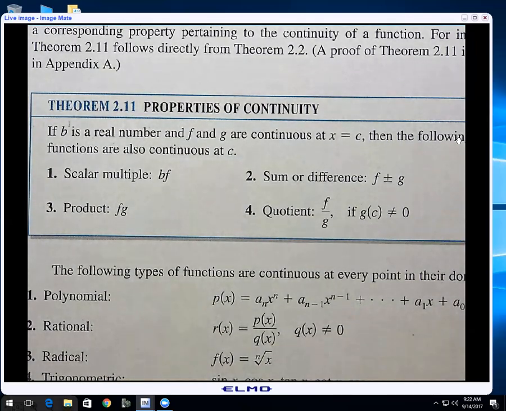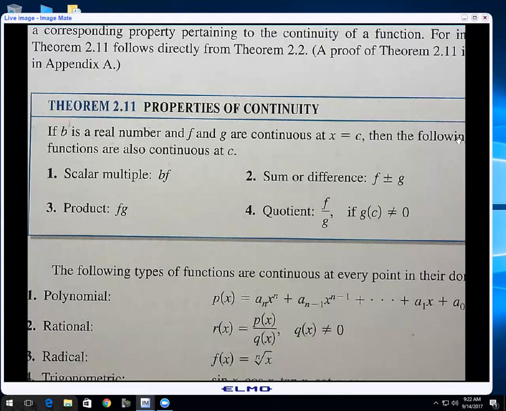Properties of continuity are about the same as the properties of limits. If you have two functions and for each one of them the limit exists, then the limit exists for their sum, and the limit exists for their product and for their quotient, as long as you're watching out for what makes the denominator 0.